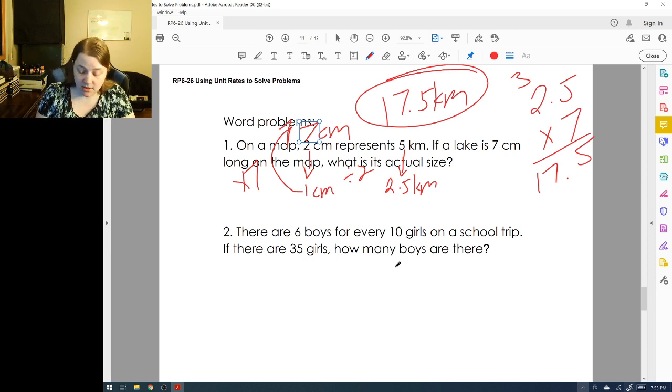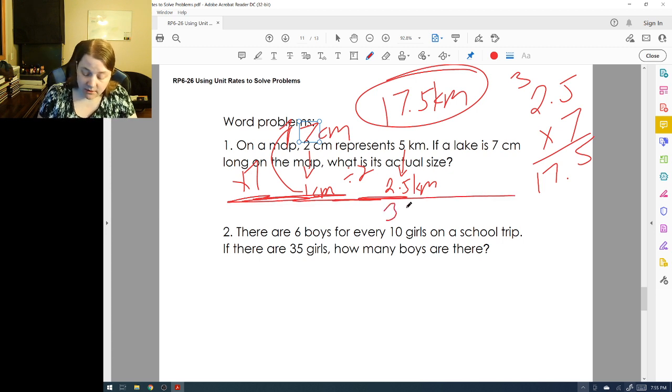Final question. There are 6 boys for every 10 girls on a school trip. What happens if there's 35 girls? Let's make some room here. We're running short. What happens if there's 35 girls? How many boys are there?